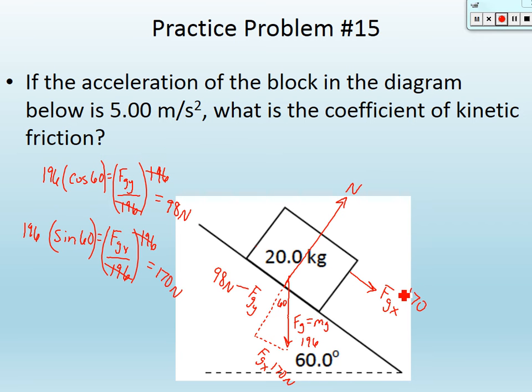Also, we know that force of gravity in the x is 170, right? Up here. What is the normal force going to be? 98 newtons. Okay. So it wants to know the acceleration of the block, or it gave us the acceleration is 5. It wants to know the coefficient of kinetic friction. Which way is friction going to point, guys? If I let go of this block right now, which way is it going to move? Down. It's going to move down. So which way is friction going to point? Friction is going to point up. Okay. And friction is equal to mu times the normal force.